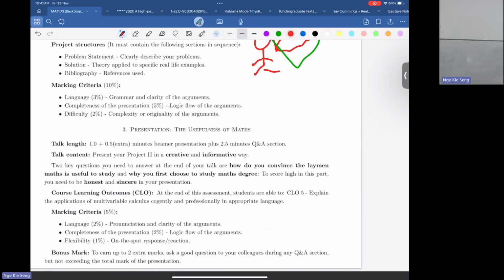How you answer it matters. Accuracy is not that important in this case. Maybe you will say something wrong, but I want to see how you respond on the spot. You can earn up to 2 extra marks if you ask a good question. Extra marks of course cannot make your total marks exceed 5.